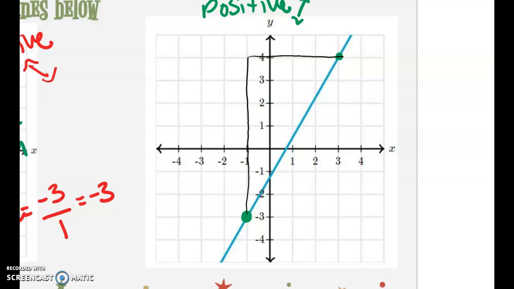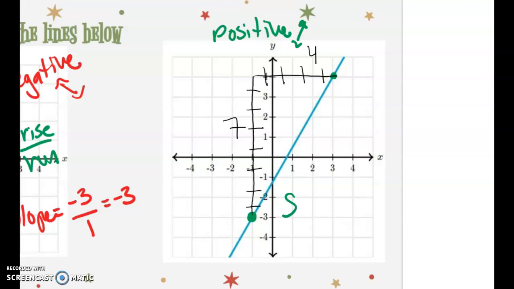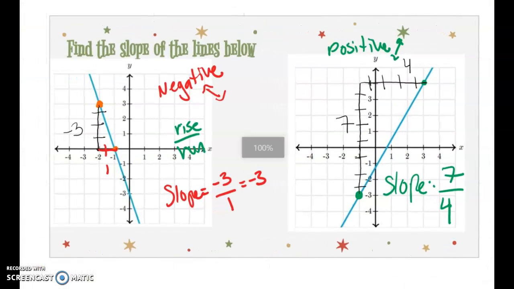So now I'm going to count the boxes. 1, 2, 3, 4, 5, 6, 7. I went up 7, so it's going to be positive. And 1, 2, 3, 4. I ran 4. So my slope for this one is going to be 7/4. And the second question I asked myself, can I reduce it? Nope, 7 can't go into 4. So that is going to be complete for that one.